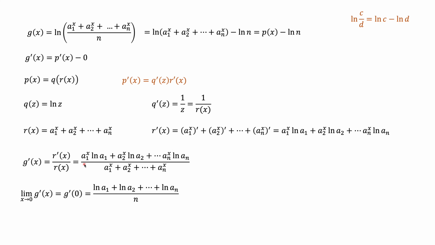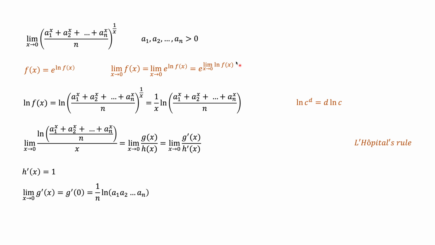Also notice that a to the power of 0 equals 1. And therefore, what we have in numerator is just the sum of the logarithms. And what we have in denominator is the sum of 1s. And there are n 1s. So that's why we're dividing by n. Next thing, notice that a sum of logarithms is a logarithm of the product, a property of the logarithm. And therefore, we're going to get this expression.